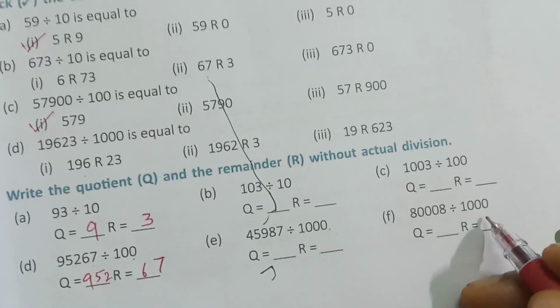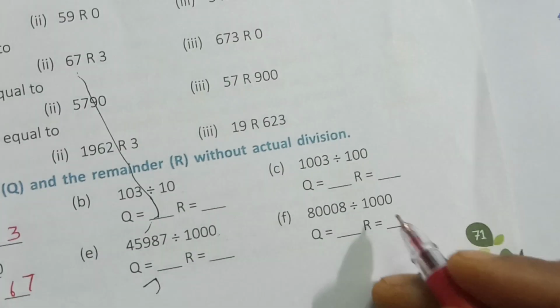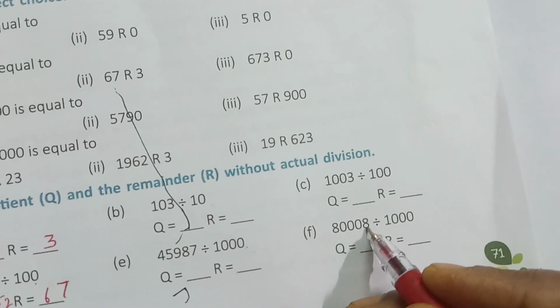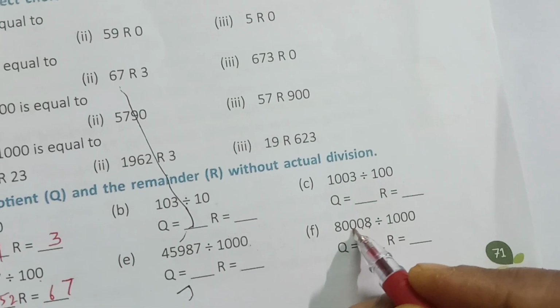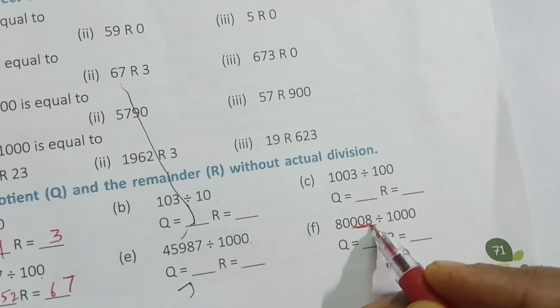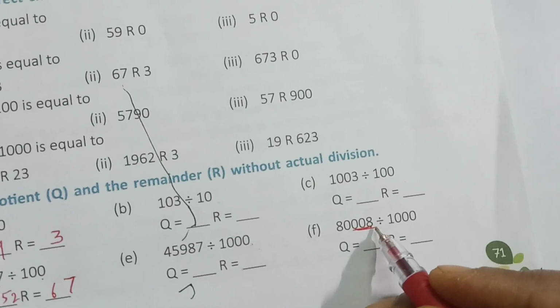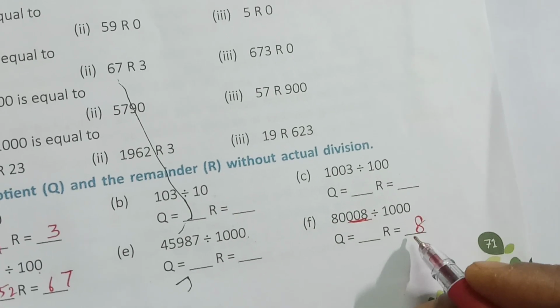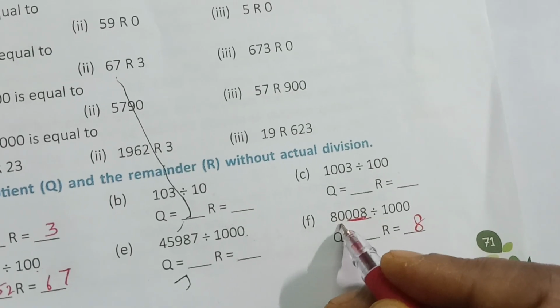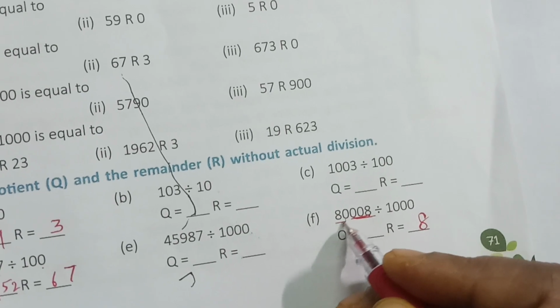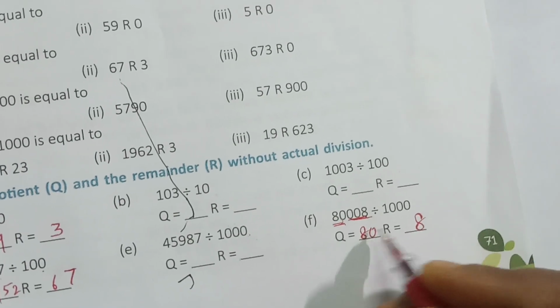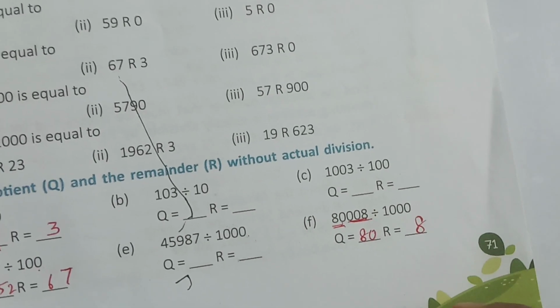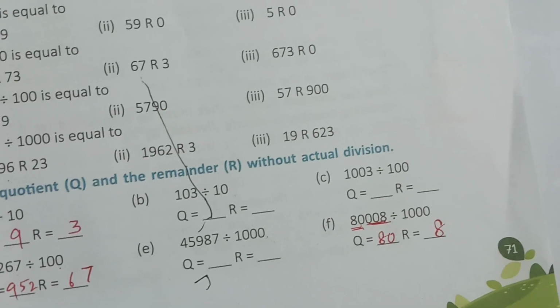Now dividing by 1000. As you know, the digits at the ones place, tens place and hundreds place, these three form your remainder. So 008. So you can ignore 00 and write only 8 here. And the leftover digits at the higher places, that is 80, will be your quotient. Am I clear, children? I hope you are getting it.